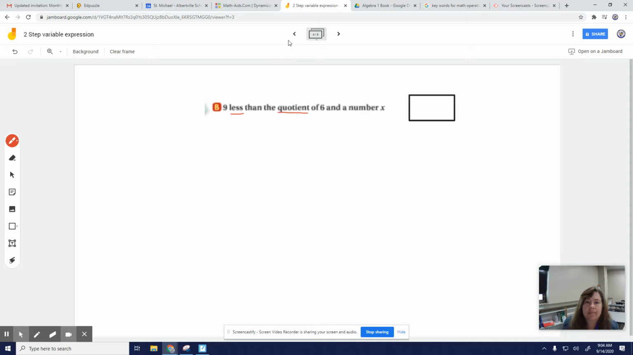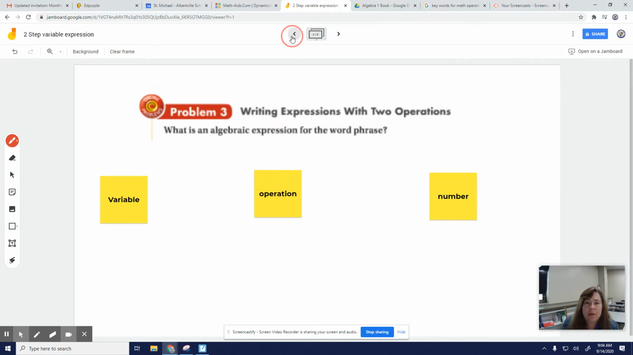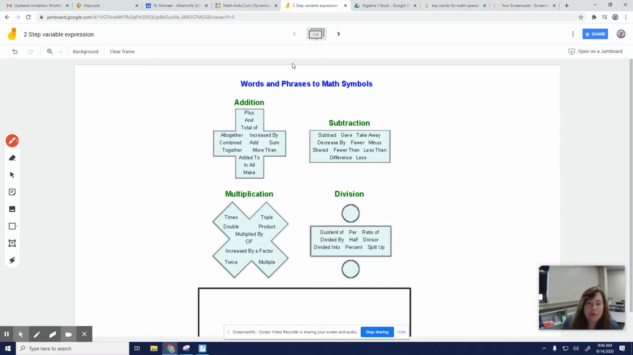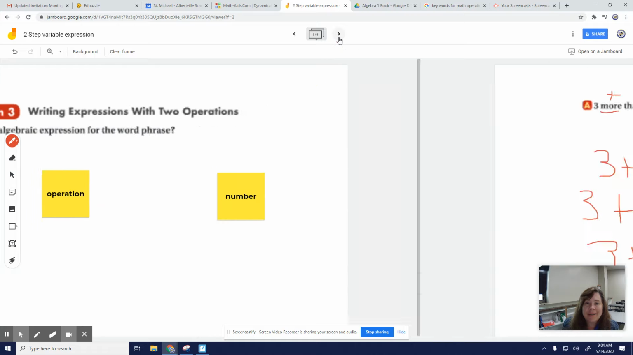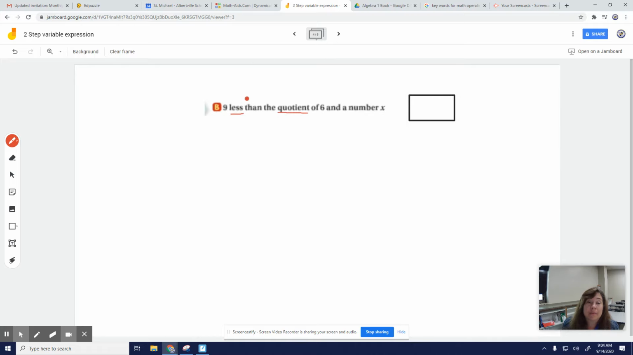So let's go back a couple pages here. We'll see if we can find out what those keywords mean. The first one was less. Well, I know less is going to be subtraction. And quotient is division. All right, so we're subtracting and we're dividing in this one. Let's write a little number. We're going to subtract and we're going to divide. There we go. So now in this one, we have 9 less than something.